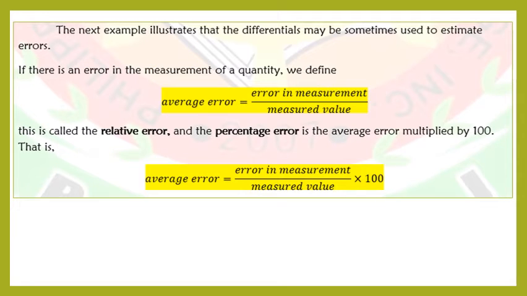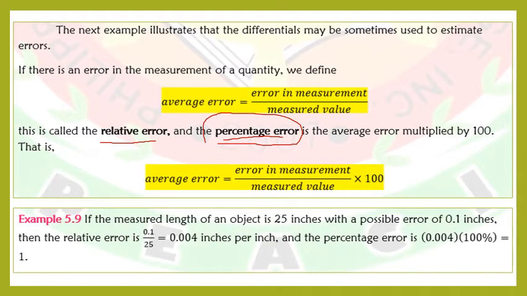The next example illustrates that the differentials may be sometimes used to estimate errors. So if there is an error in the measurement of a quantity, we define average error is equal to error in measurement divided by measured value. This is called the relative error. And the percentage error naman, class, is the average error multiplied by 100. So, relative error yung walang times 100, hindi pa na-multiplied by 100. Kung na-multiplied na siya by 100, class, that is the percentage error.